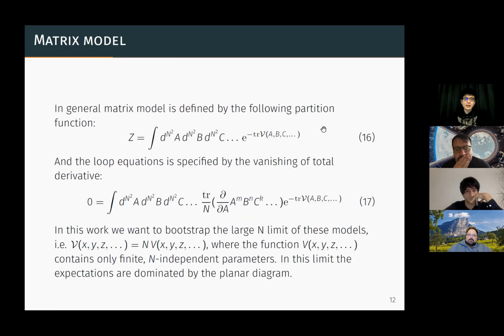Okay, let's go to the matrix model. The matrix model, again, is an integration over the matrix. In this case, the loop equations are specified by the vanishing of the total derivative, very similar to the single variable case. We want to study the large N limit of this model. That means the potential is proportional to N, and the remaining terms contain only finite, N-independent variables. In this limit, the expectations are dominated by planar diagrams.